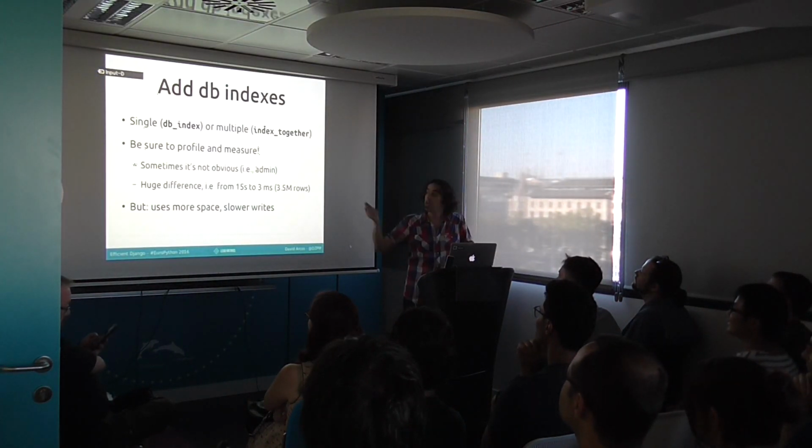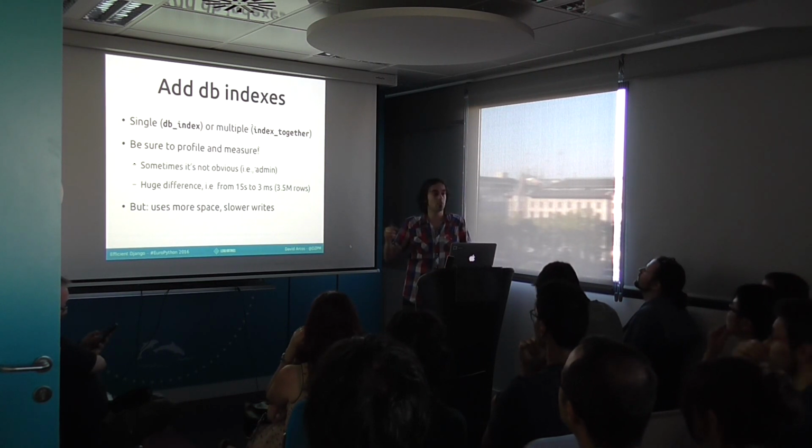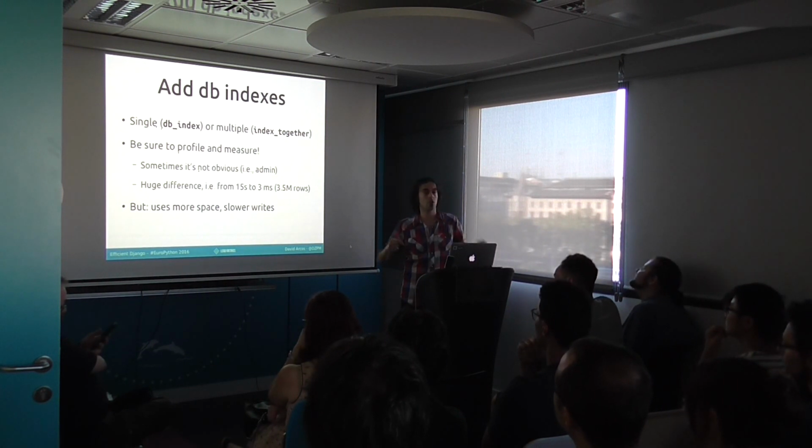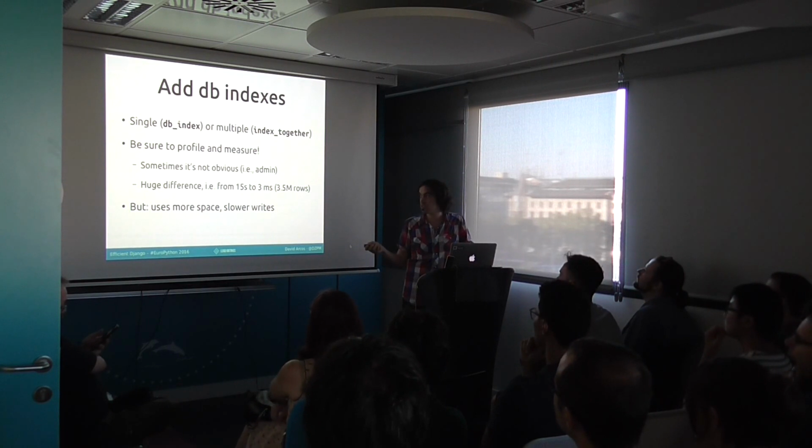The DB index field is written in your Django model. In the field, you just add db_index=True, and index_together is a Meta option. So you go to the Meta and put index_together, and then the arrays of fields you want to index together. But don't index everything because it will take more space. So profile, measure, and focus on the important queries.